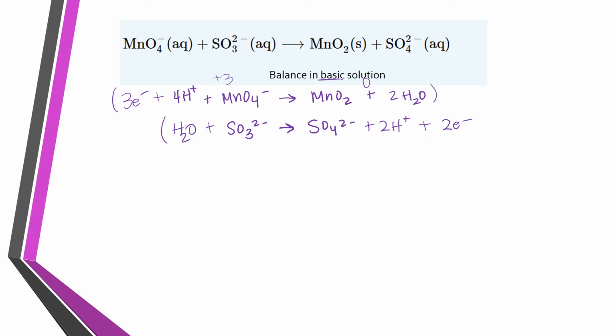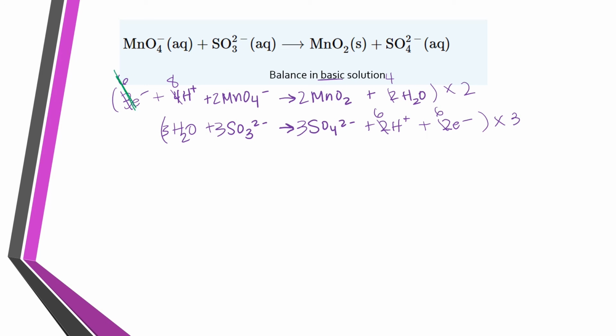So in order to make those equal, I'm going to have to multiply the top reaction by 2, the bottom reaction by 3. So that changes 3 electrons to 6, 4 hydrogens to 8, 2, 2, and 4. My bottom reaction, that changes 3, 3, 3, 6, and 6. So now I'm going to cancel out any like terms.